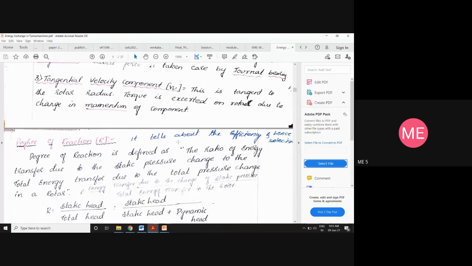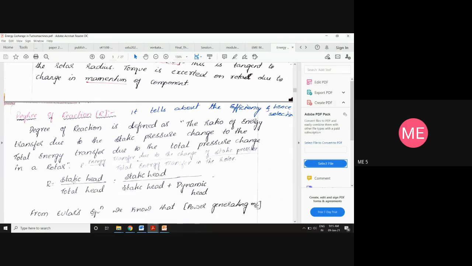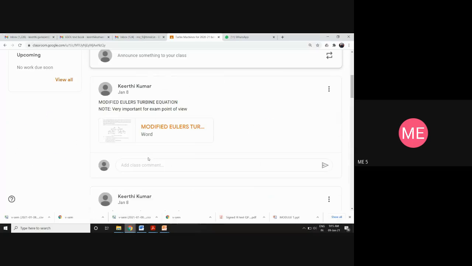See here, it tells about the efficiency and hence the selection of the turbine based on this degree of reaction. That means the other way you can define it like this: it is the ratio of energy transfer due to the static pressure change to the total energy transfer due to the total pressure change in the rotor. R is equal to, you can write like this, static head over total head. What is the static head? Just now we did it in the modified Euler's turbine equation. We did this, right? Just a minute, I'll show you.